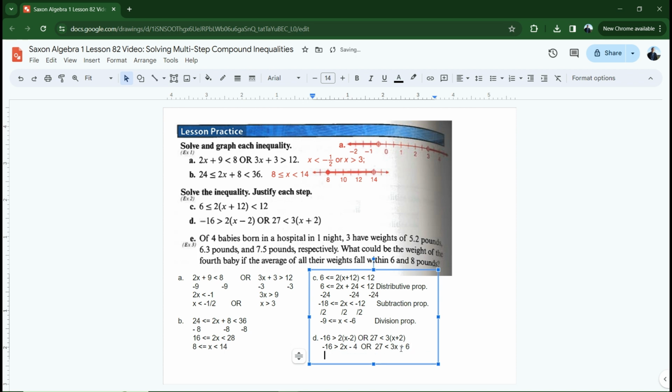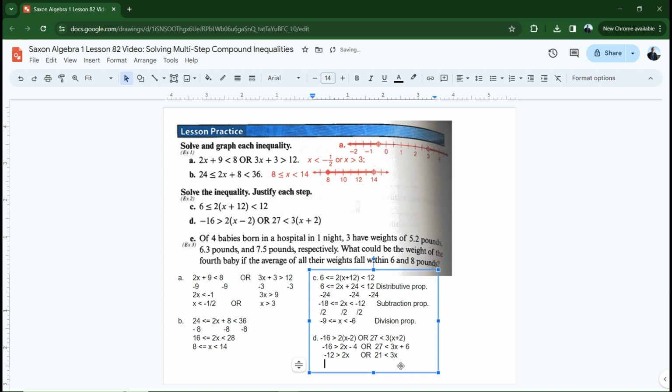My second thing I'm going to do over here is add 4 to both sides. That's going to give me negative 12 is greater than 2x. Or here I'm going to, so here I use the addition property of equality. Here I'm going to use the subtraction property of equality because I need to get this 3x by itself over here. So when I subtract 6 from both sides, 21 is less than 3x.